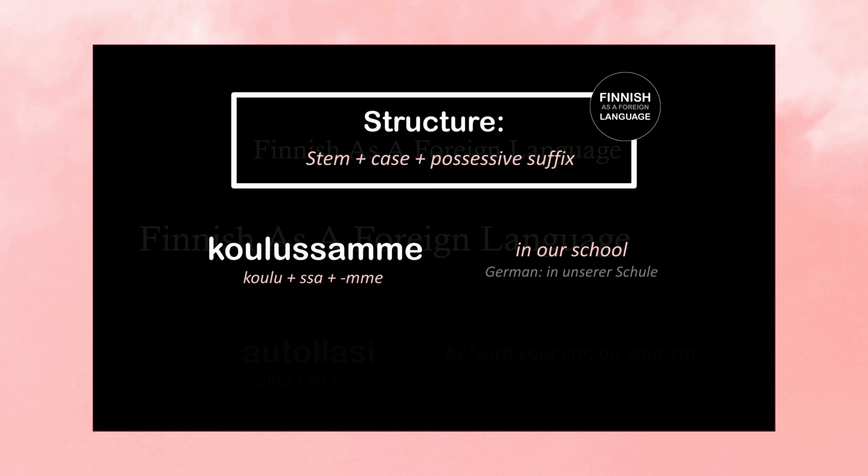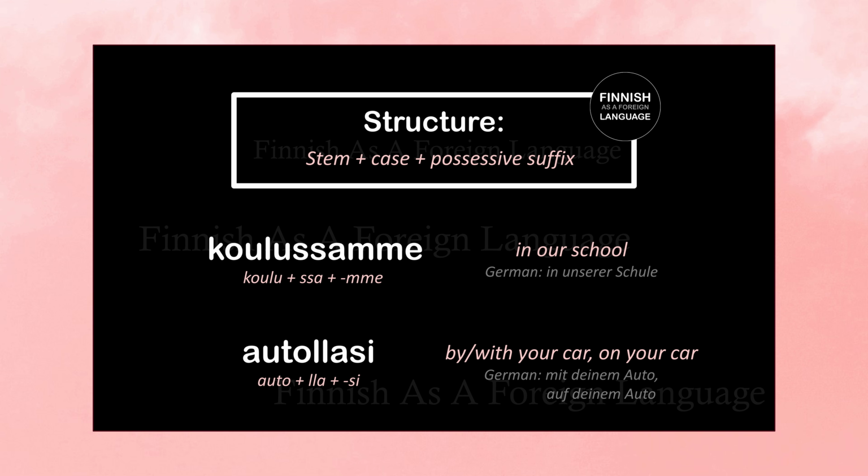Let's take another example. With your car in Finnish is autolasi. So this one is a combination of the word auto, which means car, then we have la, which is the marker of the adjective case, and si is the possessive suffix for the second person singular. So autolasi means with your car.